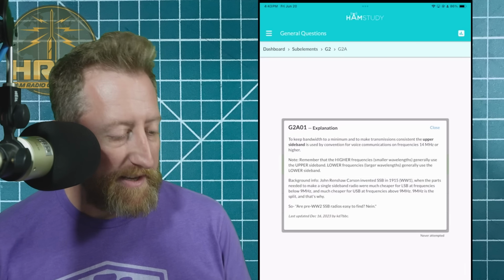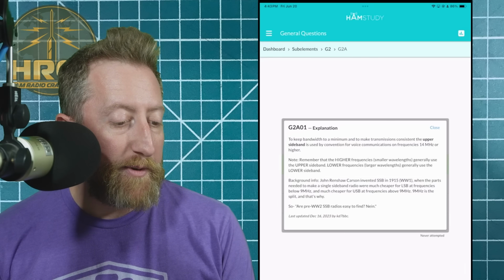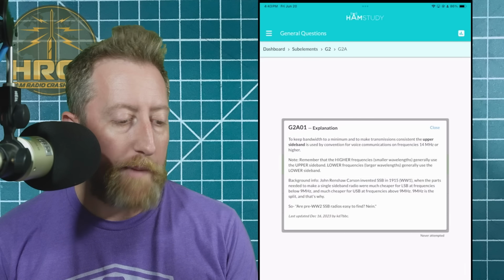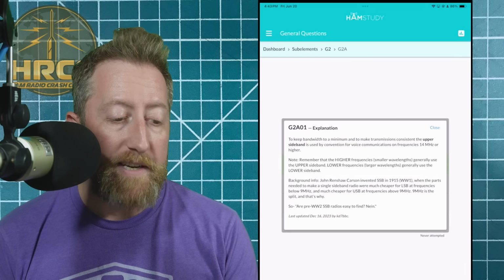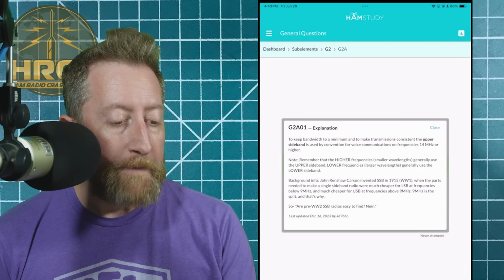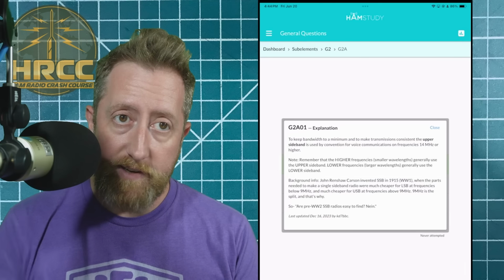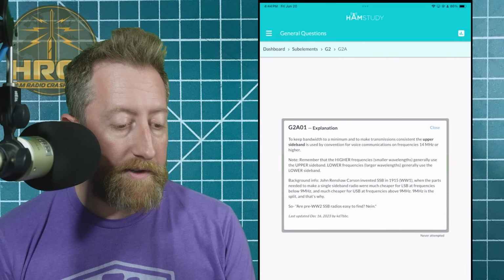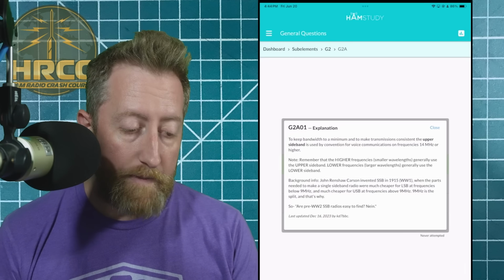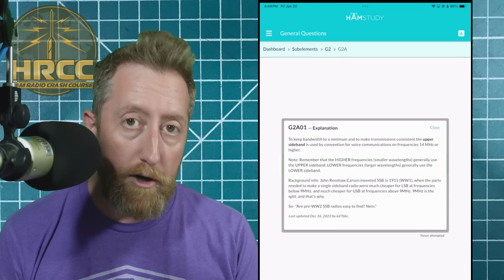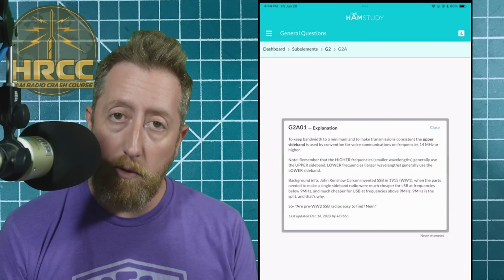But let's read this quickly. To keep bandwidth to a minimum and make transmissions consistent, the upper sideband is used by convention for voice communications on frequencies 14 megahertz or higher. Remember that the higher the frequency, 14 megahertz going upwards, smaller wavelengths, generally use the upper sideband. Lower frequencies or larger wavelengths generally use the lower sideband.